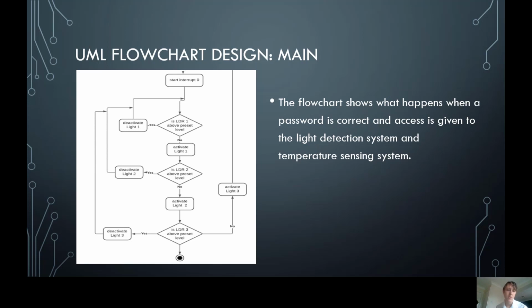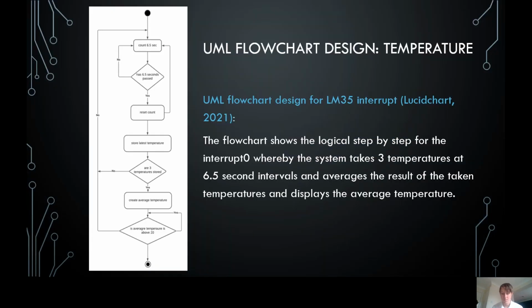This is the flowchart for if the password was correct and access was granted. This is the light detection system that runs continuously, and the temperature interrupt started with interrupt 0. The temperature interrupt is triggered every 6.5 seconds, and if 6.5 seconds have passed, then the count needed for the time is reset, and a temperature is collected and the value is stored. If 3 temperatures are stored, then an average temperature is made and displayed. If the temperature is above 20, the system does not give the interrupt.